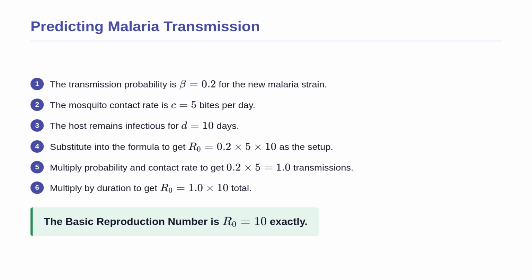First, we multiply the transmission probability of 0.2 by the contact rate of 5. This gives us 1.0, meaning there is an average of 1 successful transmission event per day. Next, we multiply this daily rate by the 10-day duration. Our final answer is 10. Physically, this means one infected host will pass the parasite to 10 new hosts, indicating a severe epidemic is imminent.